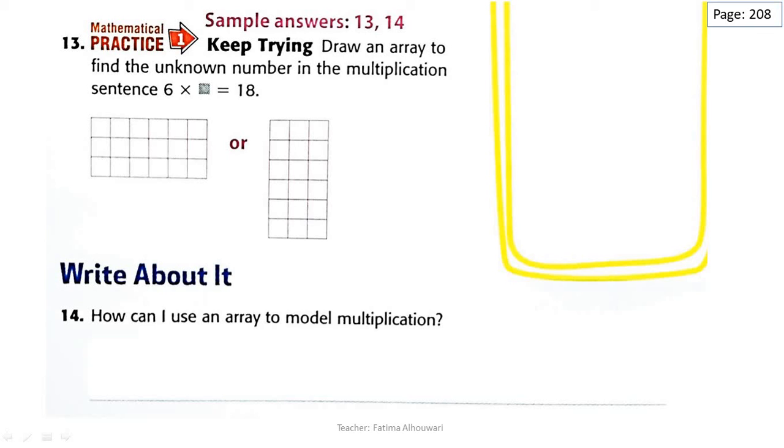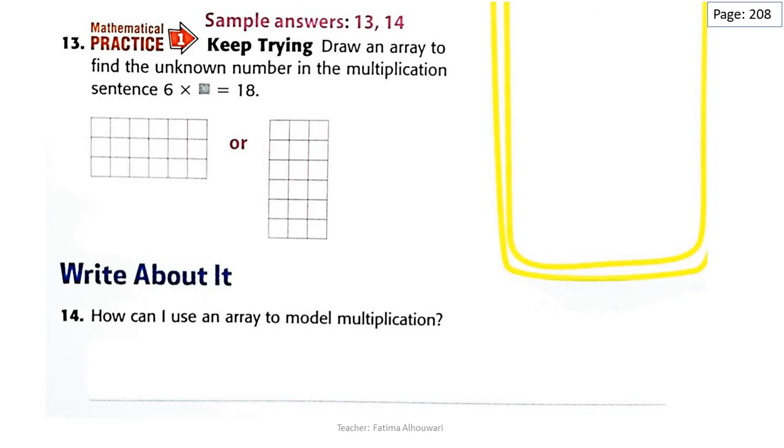Let's check the total number of tiles. 6, 12, 18. The total number is 18. Let's check this one. 3, 6, 9, 12, 15, and 18. Excellent. We get 18 tiles again. Great job, grade 3. Let's see question number 14.